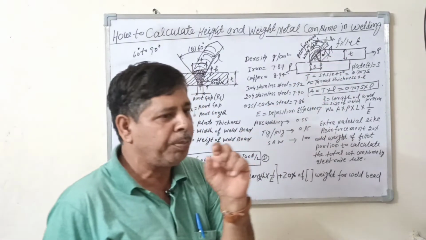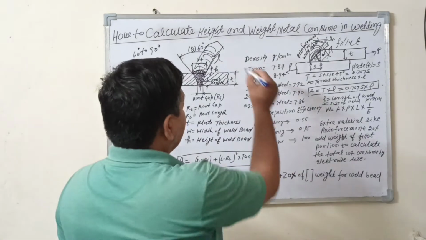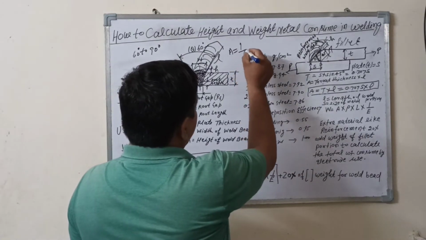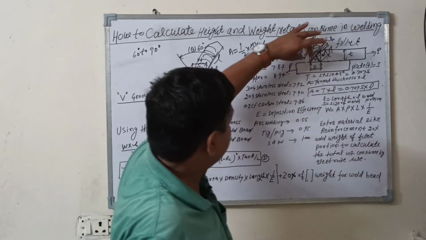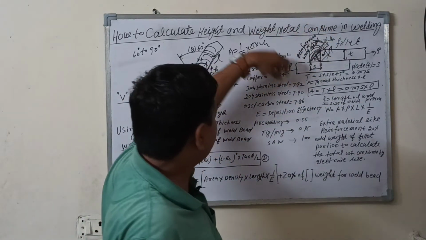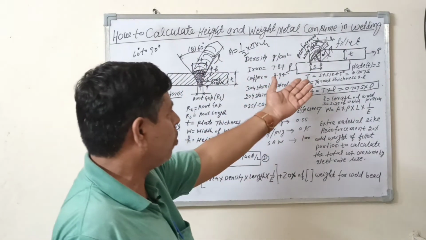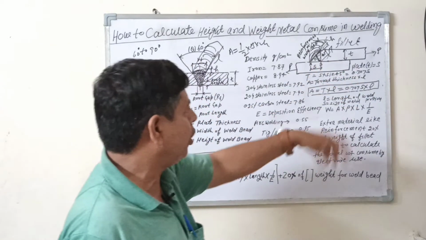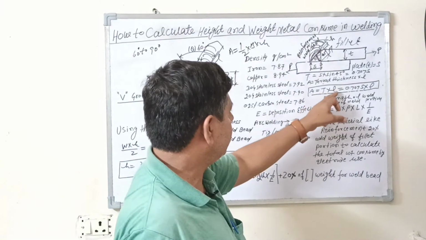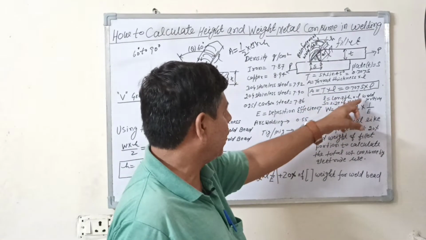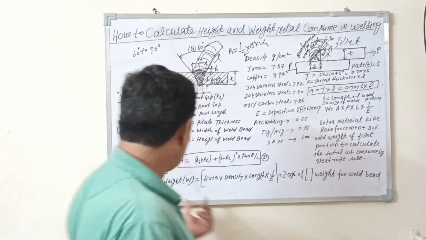The thickness of the plate may be equal or may not be equal. If not equal, then you will find the area is equal to half into base into height. This is the base and this is the height. You can use this formula for equal thickness of the plates and also for unequal thickness. So here A is equal to 0.707 S into L. L is the length of the weld, S is the size of the weld, and W means the weight.